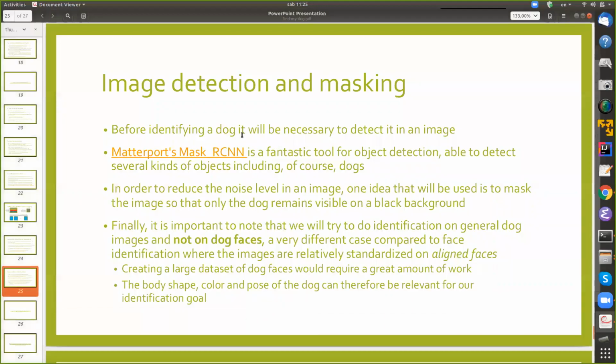How did I do it? I used a famous neural network called MaskRCNN. You will find it at the link that I provide here. This network is excellent for detecting objects. So this is the network that I use to detect the dog in the image. And after I detect the dog, I use the contour that the MaskRCNN provides in order to eliminate the background. I color the background black and I just leave the dog in any image.